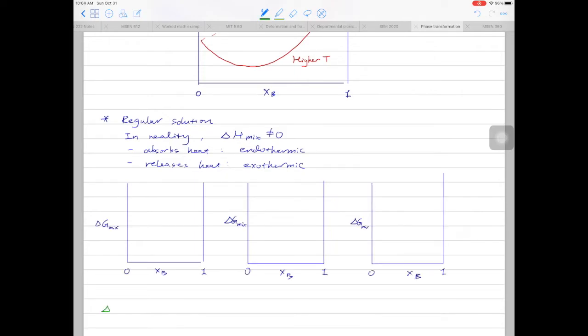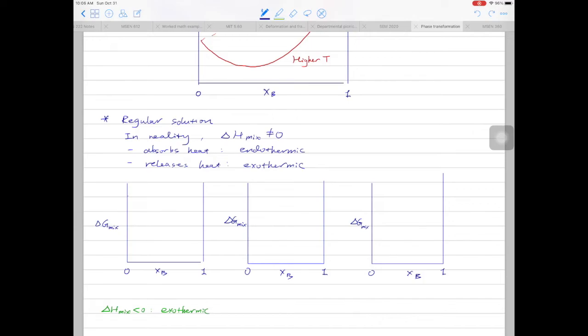In the first case, it's exothermic, which means delta H mix is less than 0. This is because enthalpy before mixing is greater than the enthalpy after mixing, so the excess amount of energy is released as heat. For simplicity, in the next 3 examples, we'll turn a blind eye to the rule of mixture and only look at the effect of enthalpy and entropy.